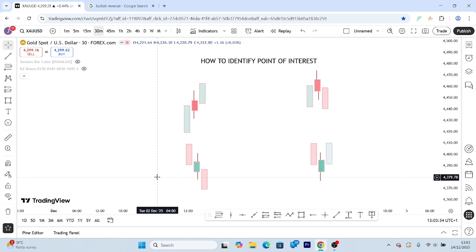This is SwissCJ-Fx. So today I want to show you how to identify your point of interest. Now, not all strategies use point of interest as a way of entry.